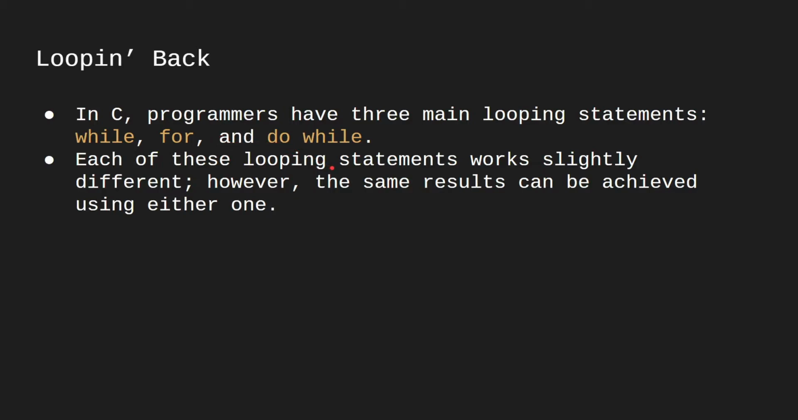So again, in C, we have 3 different main looping statements: while, for, and do while. Each of these statements works slightly differently, but at the end of the day, it's basically the same result. However you want to accomplish a task, you can basically do it using one of the 3. So don't get caught up in which one you need to choose. Just pick one. Some people like to use different looping statements given different scenarios, but like I said, at the end of the day, they basically do the same thing.